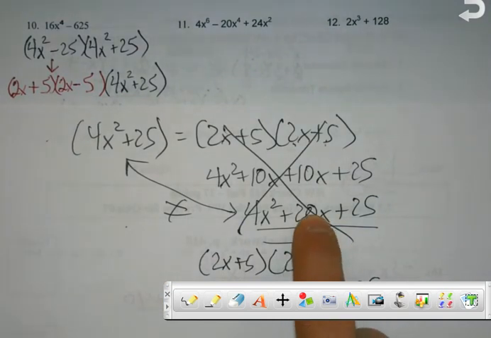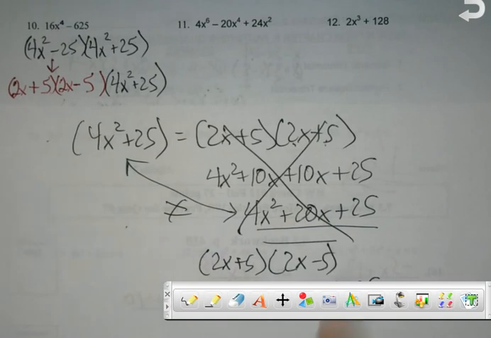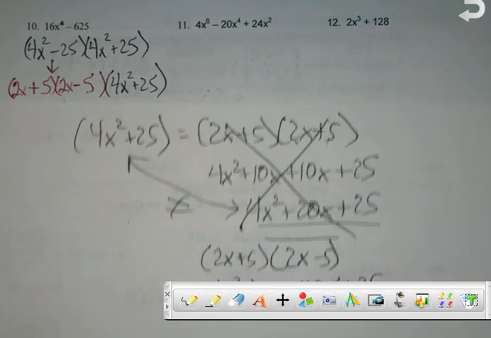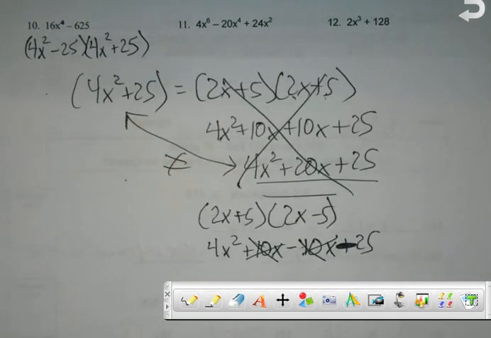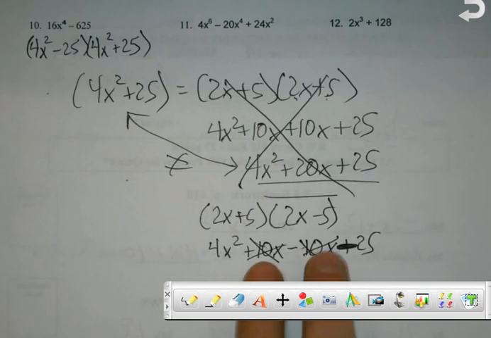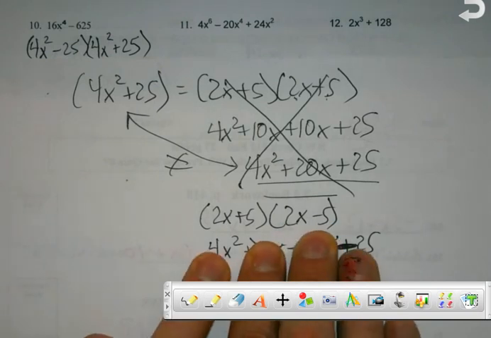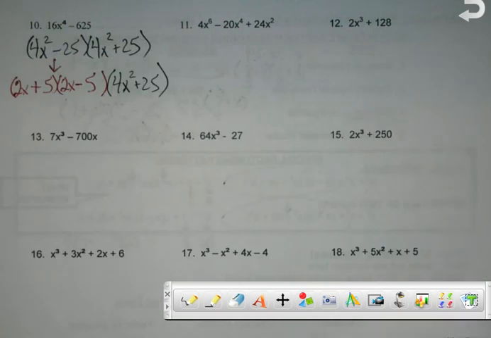The only one I can do is this one where the minuses, if I bump this up over a little bit, if I FOIL this out, my 10x and minus 10x cancel out, and I'm just left with my first and last term. Okay? So on squares, you can only do the difference.